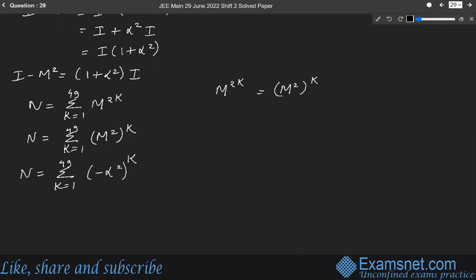Now, when we put the limits from 1 to 49 in the place of k, the first term will be minus alpha square power 1. So minus alpha square power 1 is minus alpha square. Second term will be minus alpha square power 2. Okay. What is minus alpha square power 2? It is plus alpha power 4.